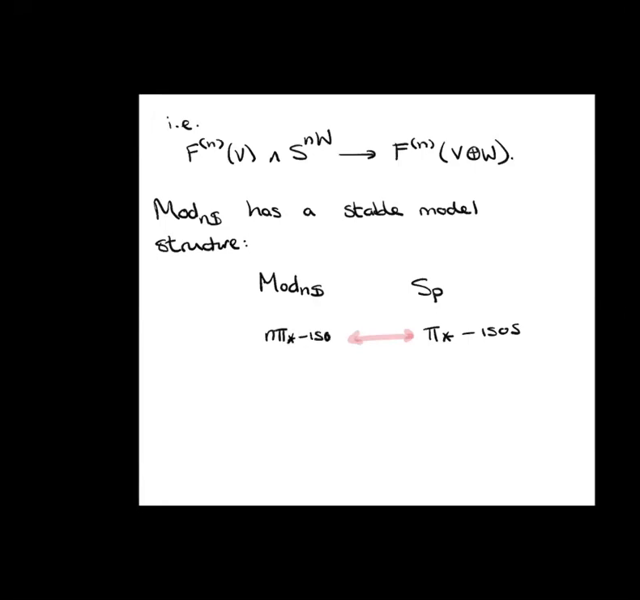Just keep track of the fact there's an n happening in the suspension. And again, the obvious things happen. If you take an omega spectrum here, what it translates to is just what we call an n omega spectrum. To define it, you just have to take the adjoint structure maps to be weak equivalences, and this gives you a nice stable model structure on this category.